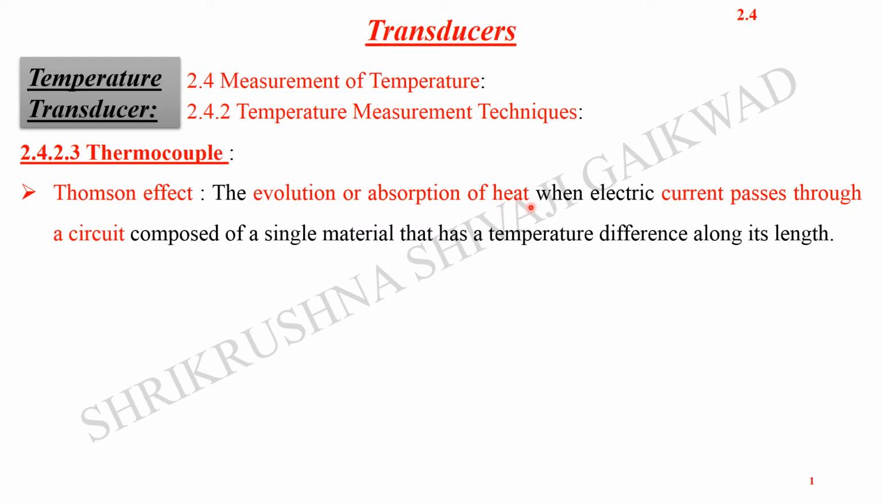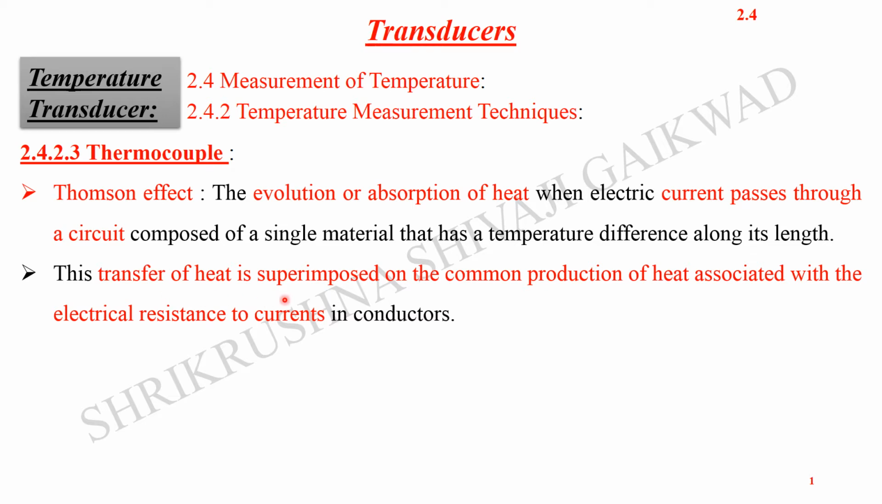or the absorption of the heat when the electric current passes through a circuit which is composed of a single material that has a temperature difference along its length. It means if there is a wire with a temperature difference across it, that is because of the electric current flowing through it. This transfer of the heat is superimposed on a common production of the heat associated with the electrical resistance to currents in the conductors.